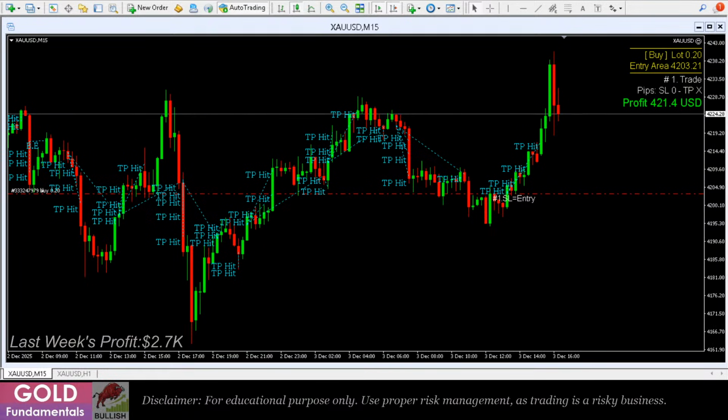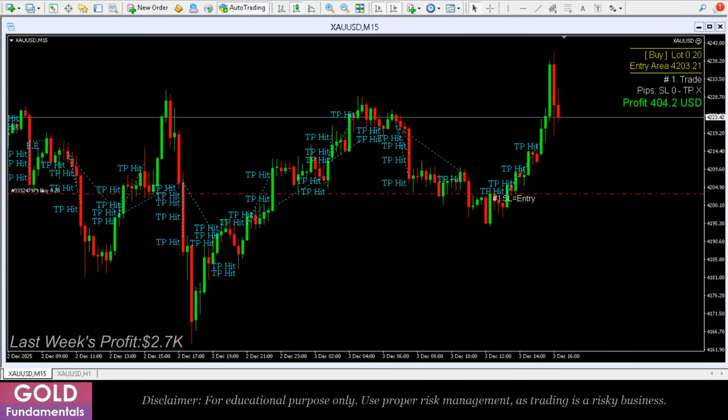Leverage is a powerful tool in Forex and gold trading that allows traders to control large positions with a relatively small amount of capital. By using leverage, traders can amplify their potential profits, but it also comes with the increased risk of significant losses. Understanding how leverage works and managing its use effectively is crucial for successful trading.